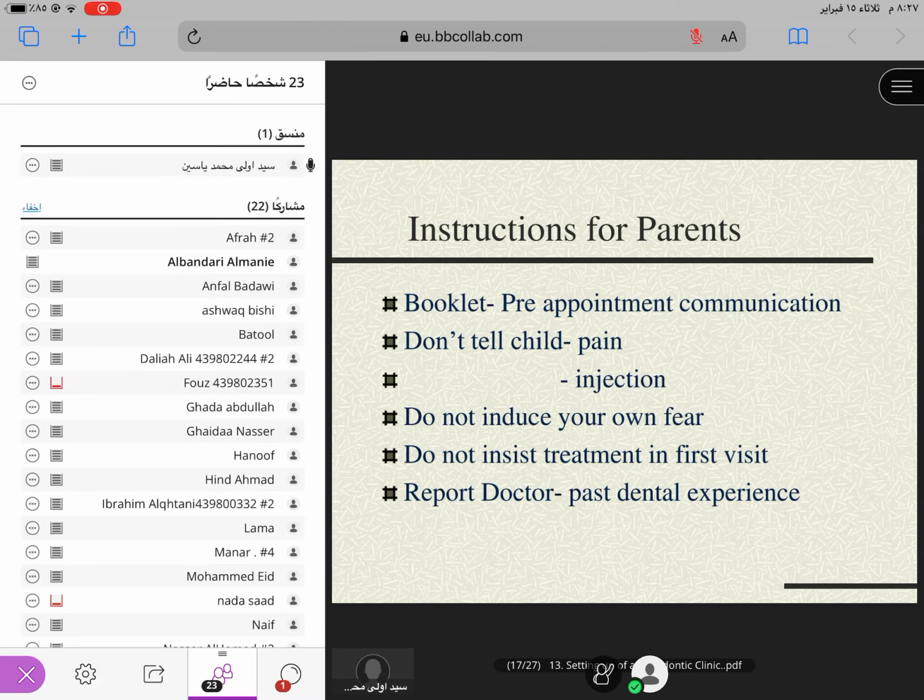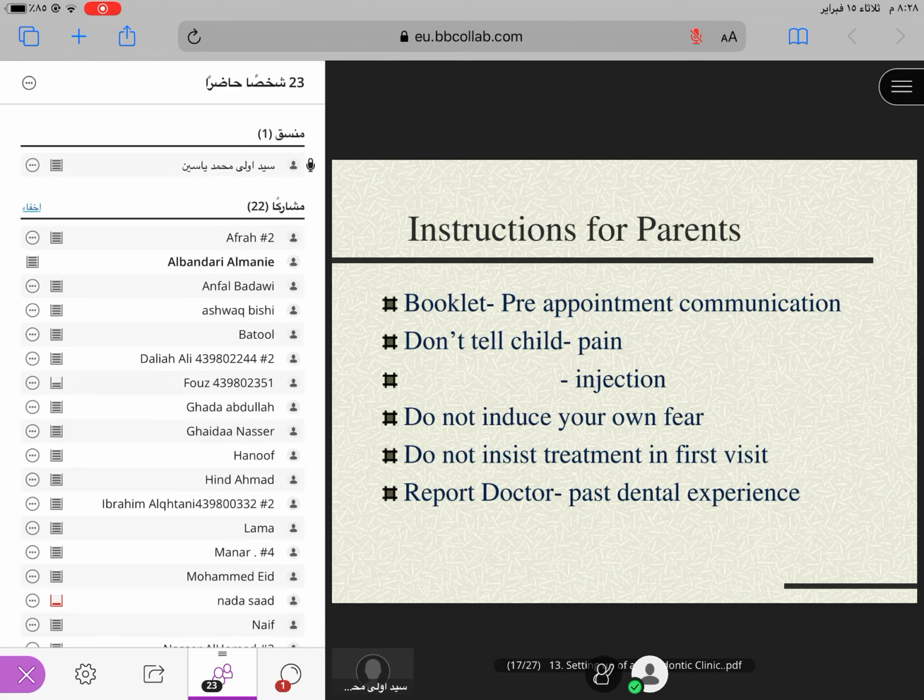Apart from that, a parent might have had a negative dental experience. The parent, mother or father, might have experienced a painful extraction or a painful dental treatment. They try to induce the same fear in the child. Okay, this is not the right way. This instruction should be mentioned in the letter that you are sending to the parent before the appointment, so that they make sure that they inculcate a positive dental behavior in the child.